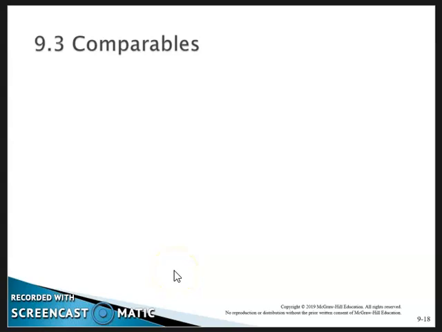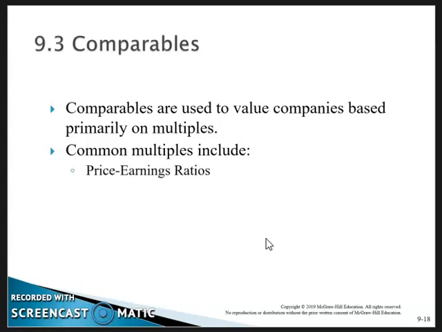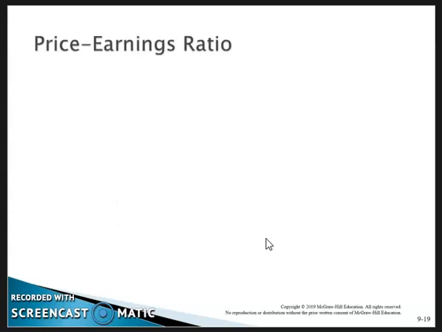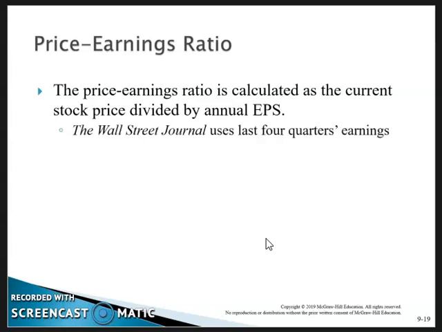All right, so comparables. Comparables are used to value companies based primarily on multiples. The most common multiple is the price earnings ratio. There's also enterprise value ratios. The price earnings ratio is calculated as the current price per stock divided by the annual earnings per share.